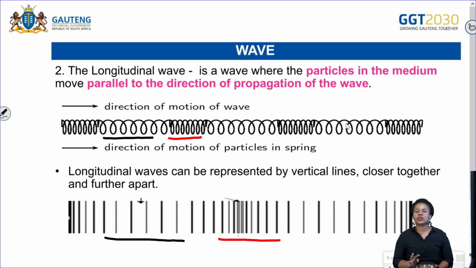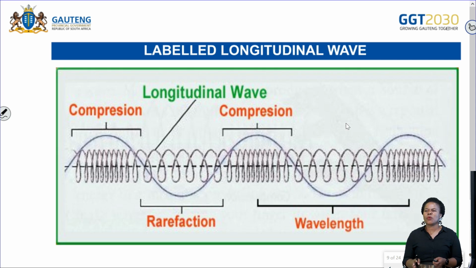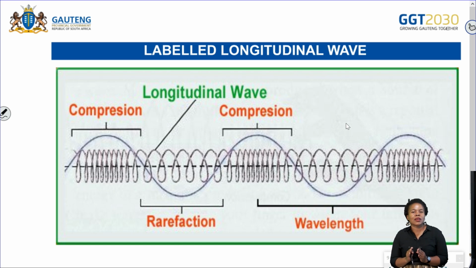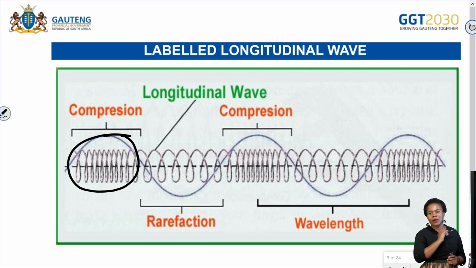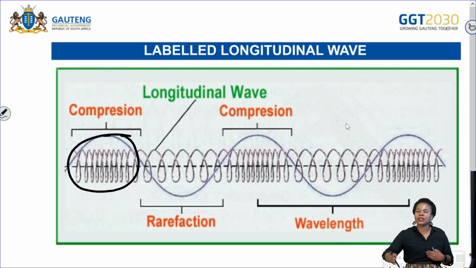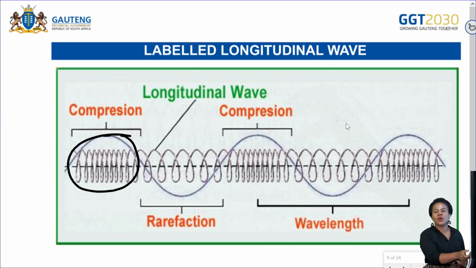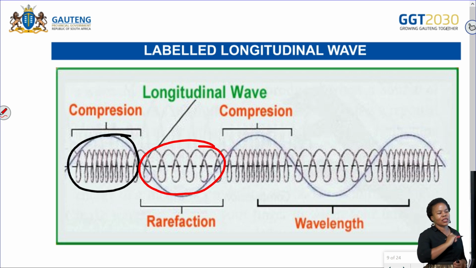Okay, but now longitudinal waves can be represented by vertical lines closer together and far apart. But now what do we refer to these closer together lines, far apart lines? When the lines are closer to each other, we refer to them as being what? A compression. So here is our compression over here. Right, and when they are far apart, we refer to them as what? As rarefaction. So here's our rarefaction area.